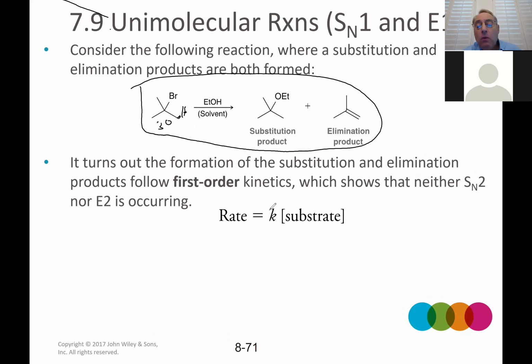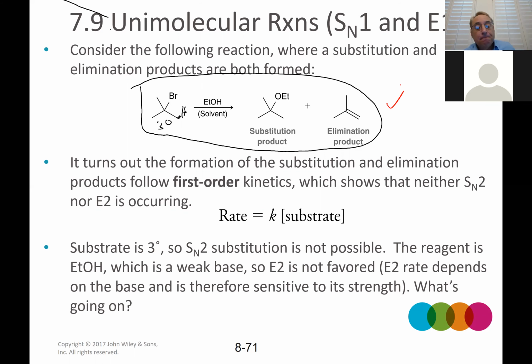And so that tells us the SN2 and E2 reactions are not taking place, because remember, both the SN2 and E2 reactions follow second order kinetics, which are first order in the substrate and first order in the base or nucleophile, because both are involved in the rate limiting step. But this reaction follows first order kinetics. It only depends on the substrate concentration. And so you can see why SN2 and E2 don't occur.